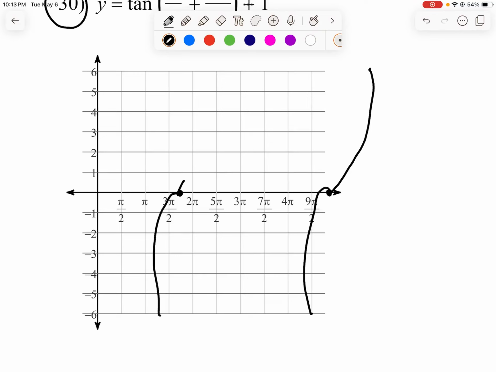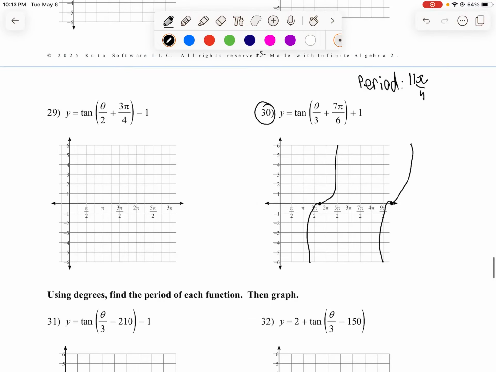And then something like that. That's what 30 is gonna look like. Believe that's the last one. Yeah, that's the last one I was requested to do.